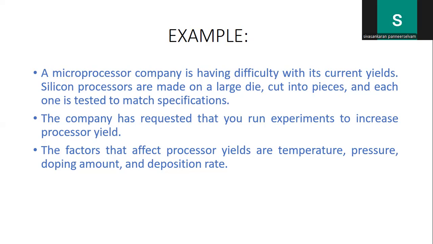The factors that affect the processor yield are temperature, pressure, doping amount, and deposition rate. So these are the multiple factors which are independent with respect to each other. So you want to find out what is the effect on processor yield. That is the output response variable. We have to quantify it.